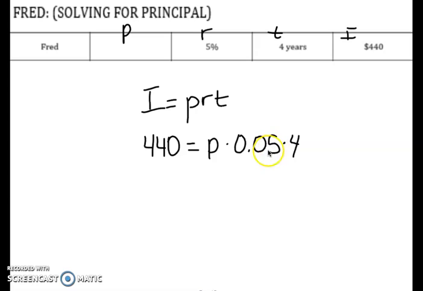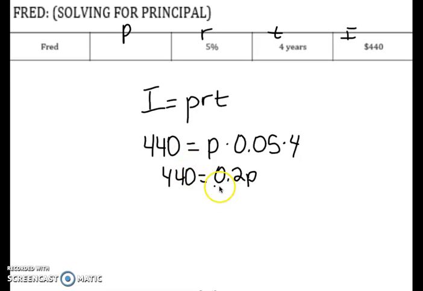So now we need to simplify again, and we do 0.05 times 4, and you get 2/10 P equals $440. Then you have to divide each side of the equation.